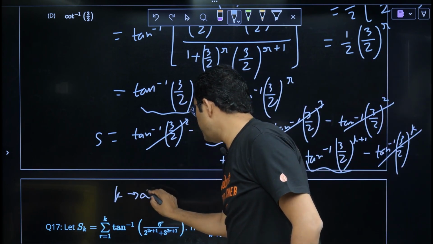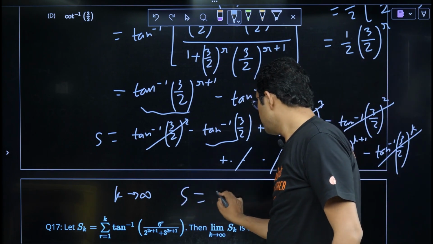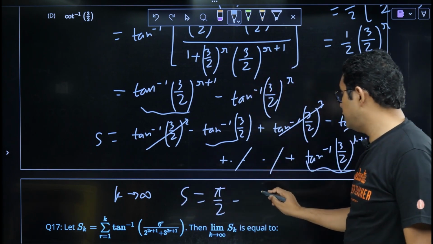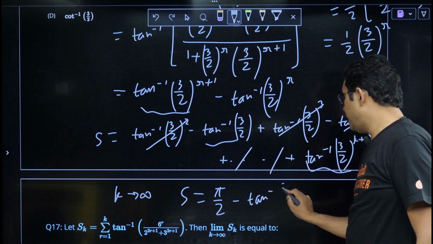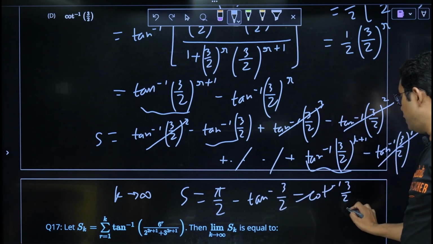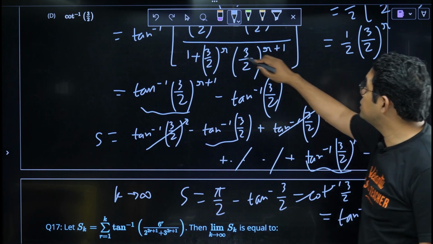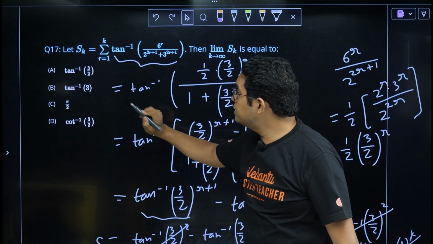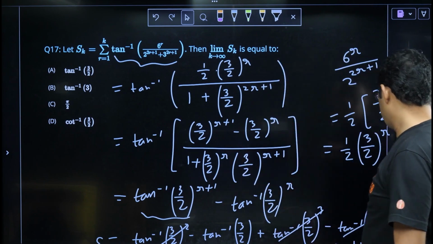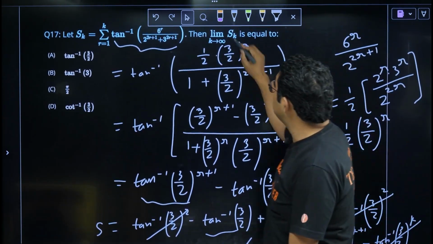this will be tan inverse infinity, which is actually pi by 2, and that is tan inverse 3 by 2. So pi by 2 minus tan inverse 3 by 2 is cot inverse 3 by 2, which is also equal to tan inverse 2 by 3. So the answer for this will be tan inverse 2 by 3. They have given it in cot, so let us see, cot inverse 3 by 2. Yeah, so the answer is D here.